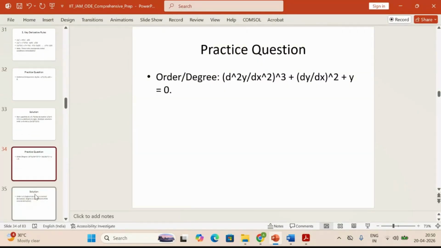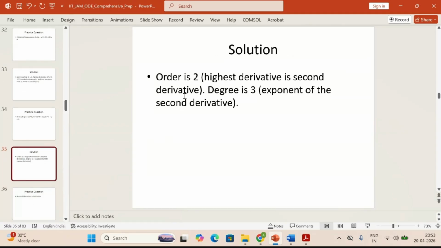Moving on to the next question. What is the order or degree of this equation? Okay, so the solution is the order is 2, the highest derivative is the second derivative, and the degree is 3, the exponent of the second derivative.